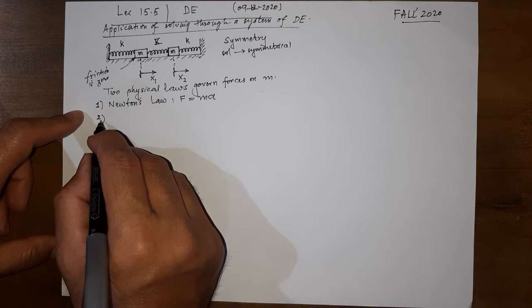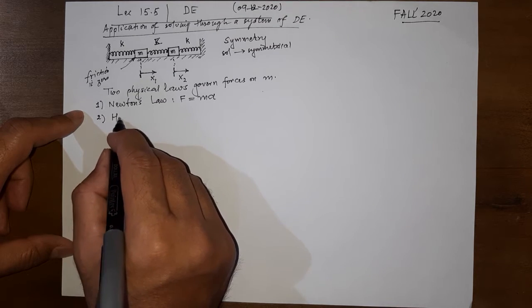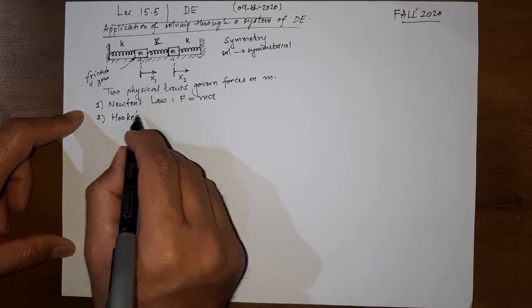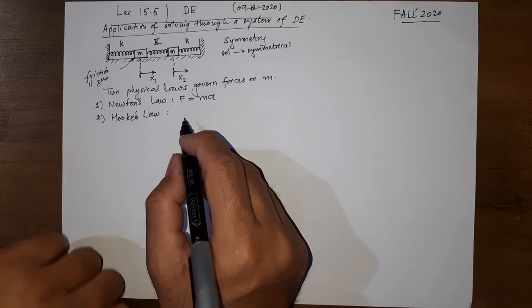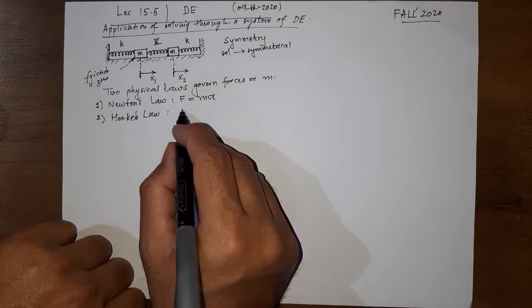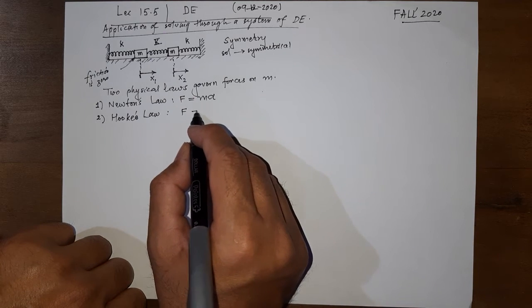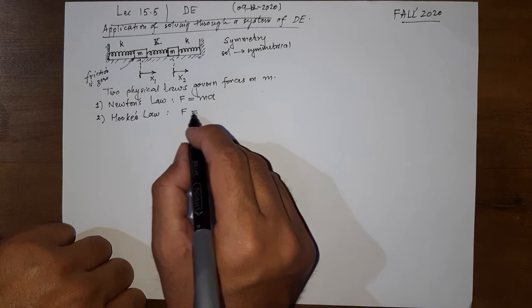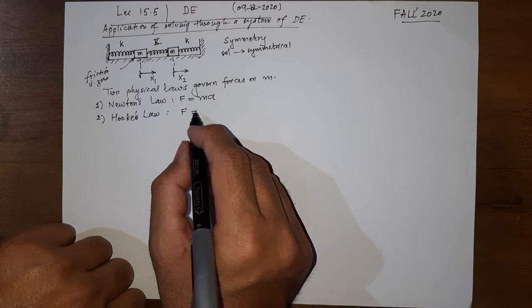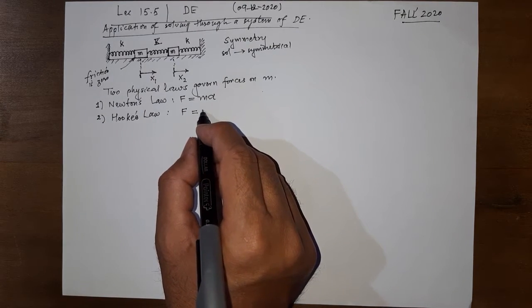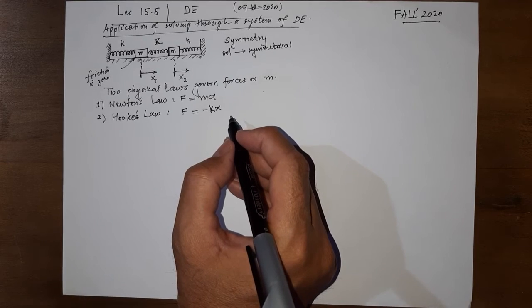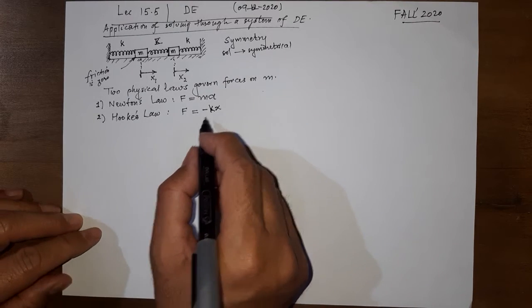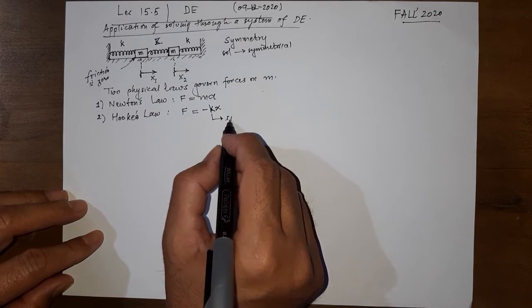And the other law is Hooke's law. Whenever there is a mass with a spring that is controlling its motion, then the force that is being applied or acting on the mass is given as minus kx, where x is the displacement and a is the acceleration. This k is known as the spring constant.